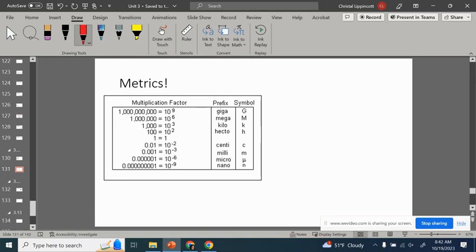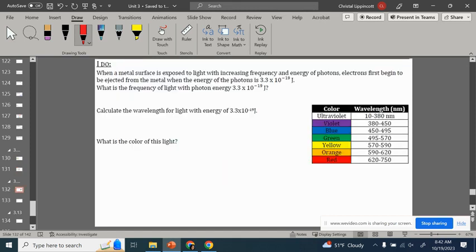Metrics, then, you need to be able to know like mega and kilo. These are usually the ones that show up on there. And then you also need to know nano, okay, and these conversion factors. So for every one of these, I have 1 times 10 to the negative 9th of these, or 1 times 10 to the 9th of these. And for every one of these, I have 1 times 10 to the 3rd. And then vice versa. So metrics.